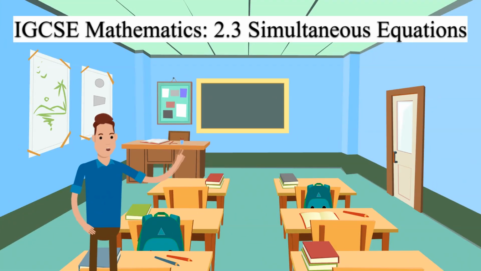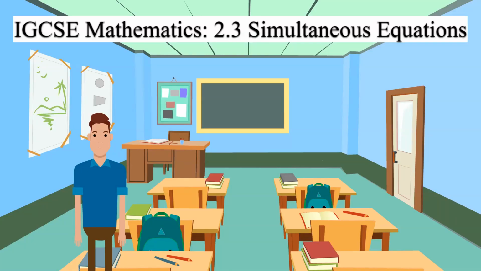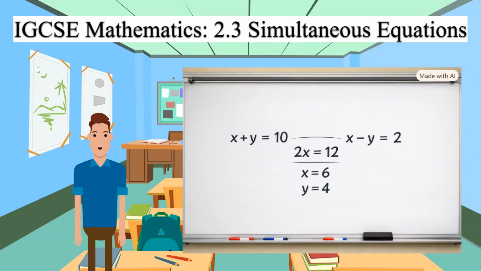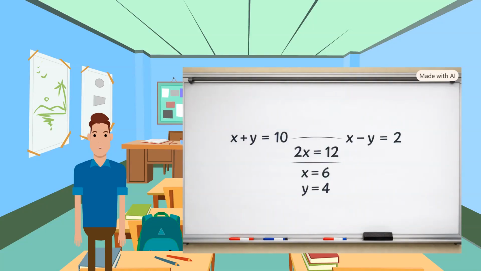Welcome to this IGCSE Mathematics revision lesson. In this video, we're going to learn how to solve simultaneous equations. Simultaneous equations are two or more equations that must be true at the same time. Our goal is to find values for the unknowns that satisfy both equations. We'll start with a simple example and then look at a slightly more challenging question. Let's get started.